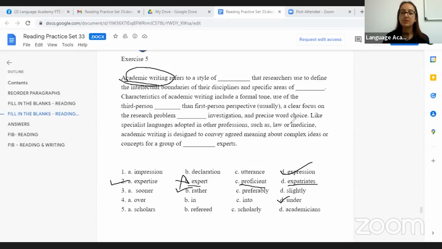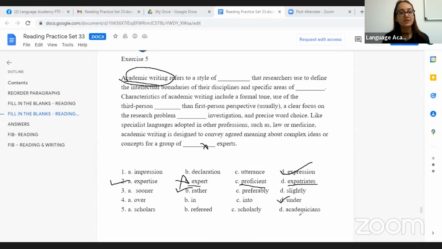And precise word choice. Like specialist languages adopted in other professions such as law or medicine, academic writing is designed to convey agreed meaning about complex ideas or concepts for a group of experts. So group of experts are the people. Which kind of experts? Group of scholars experts, but scholars means people, and scholars is itself a noun. We cannot write two nouns together. Scholars and experts makes sense. Scholars, experts cannot make sense.